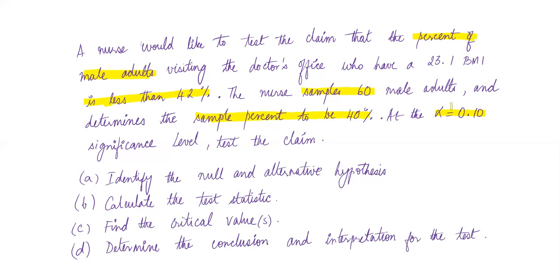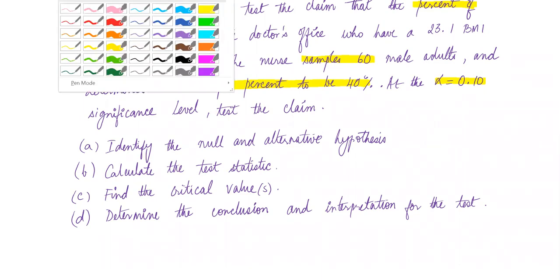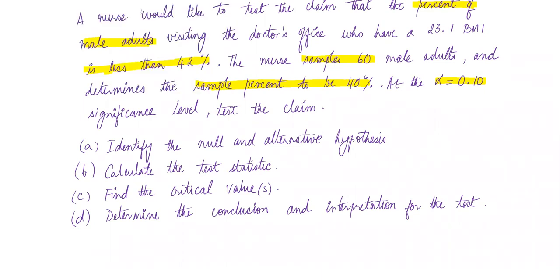Here again, they didn't say use the P-value method or the critical value method. But if you go down to A, B, C, D: A is null and alternative hypothesis, B is calculate the test statistic, C says find the critical value or values. They didn't explicitly say find the P-values. That means they do want us to use the critical value method here. So we're going to adjust our step 6 in conducting our hypothesis test to the critical value method. And D is to conclude and interpret the test.